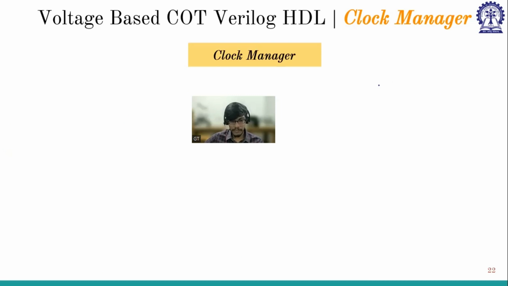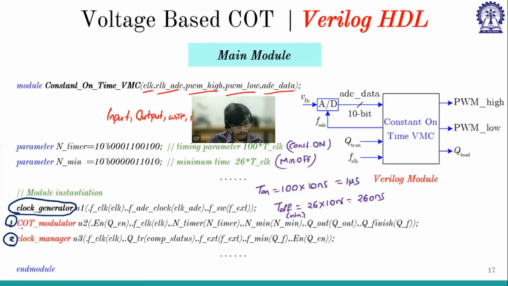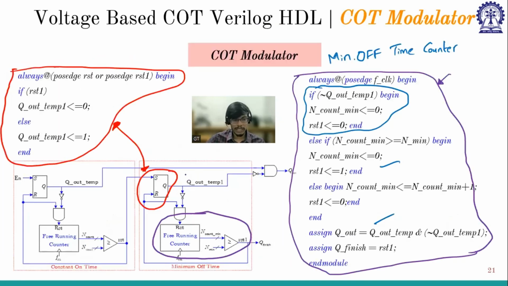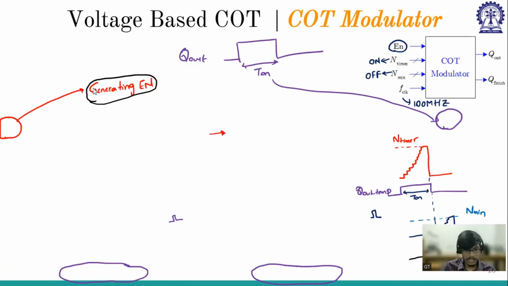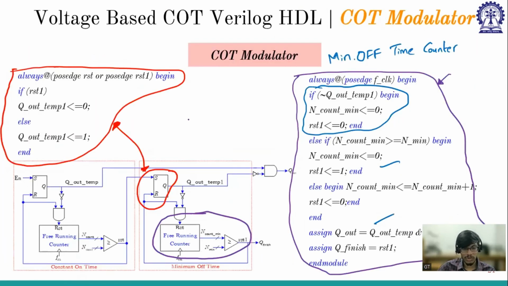Now there is something called clock manager. So if we go back, the first module we were discussing is the clock modulator, and the second module that we were discussing is the clock manager. So clock manager is responsible for generating this enable. Here we have discussed generating the enable, right? So clock manager is giving me this enable signal for the clock modulator. So let us go into the clock manager.